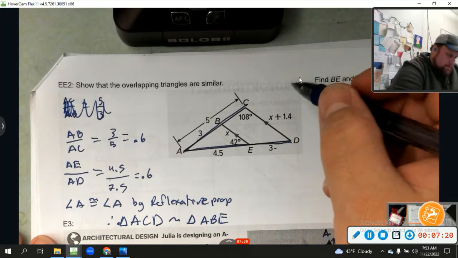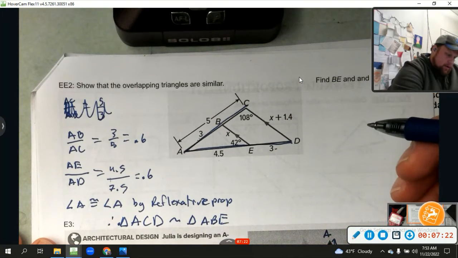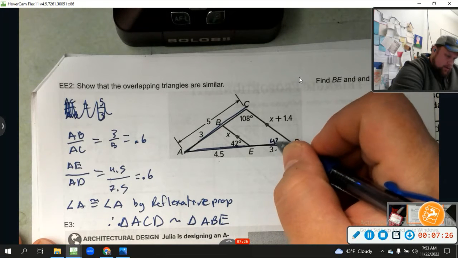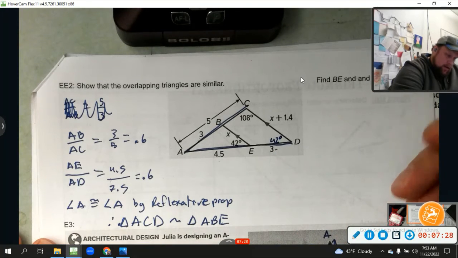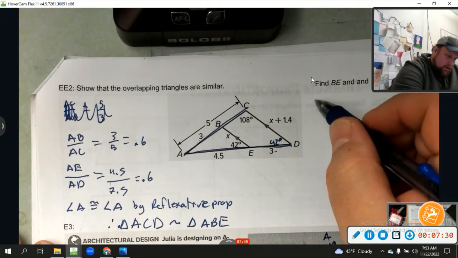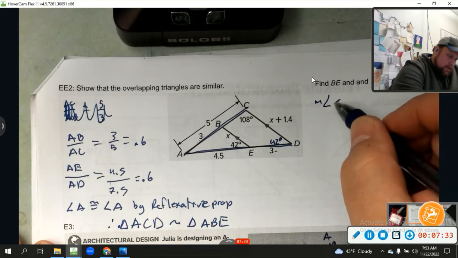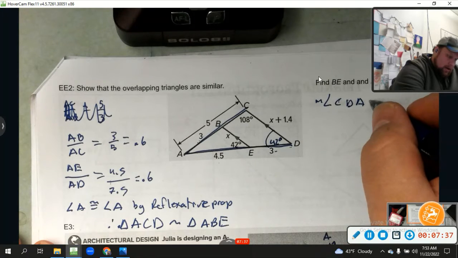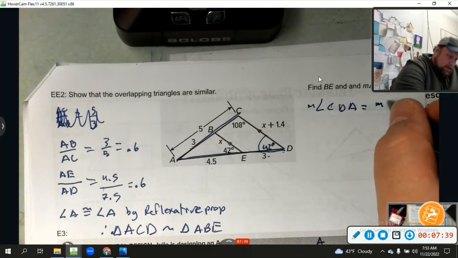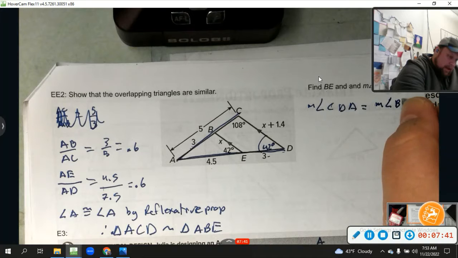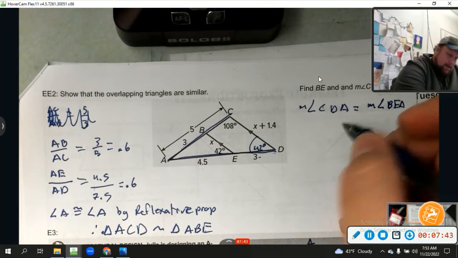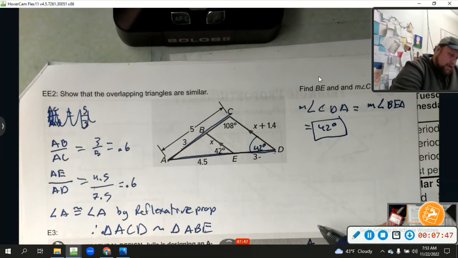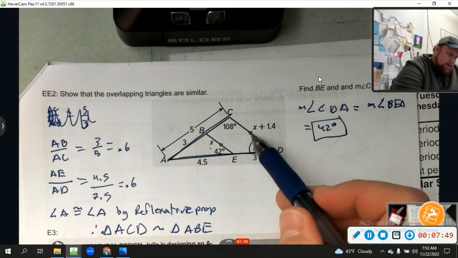Let's see. Well, first of all, if this is 42 degrees, I know this is 42 degrees as well. So I know that the measure of angle CDA, that's right here, equals the measure of angle BEA, which equals 42 degrees. So that one's easy. Now, these sides should be proportional.